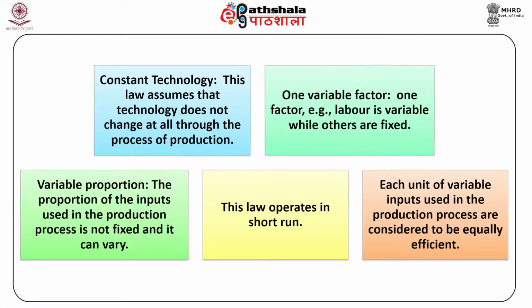First, constant technology. This law assumes that technology does not change at all through the process of production. Second, one variable factor. One factor, for example labor, is variable while others are fixed. Third, variable proportion. The proportion of the inputs used in the production process is not fixed and it can vary. Fourth, this law operates only in the short run. Fifth, each unit of variable inputs used in the production process is considered to be equally efficient.